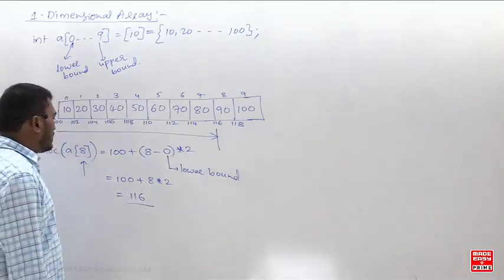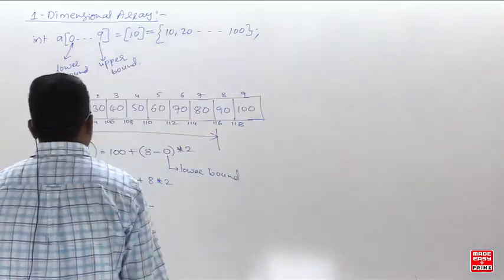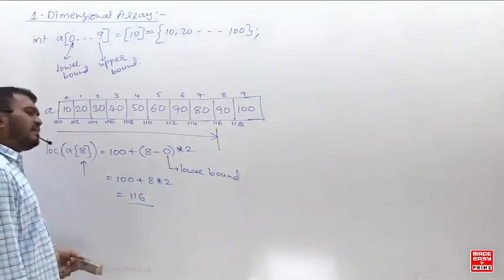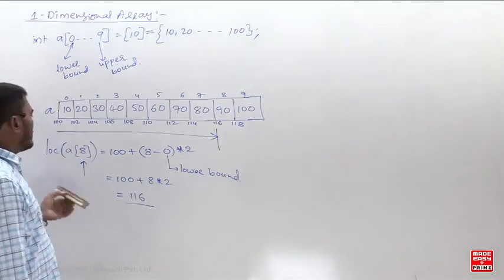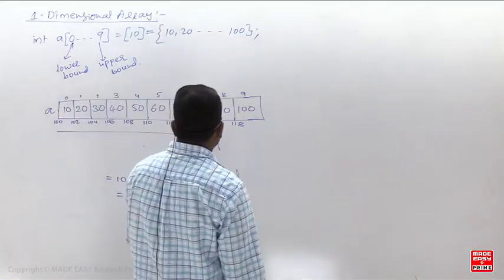Copied? Right. So understand here, this is how you find the location of A of 8. Remember, array index always starts with 0. Why does array index always start with 0? If it is not starting with 0, what is going to happen? You will understand that now.